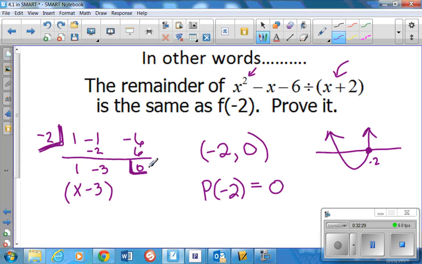It makes sense how that all fits together? So if you divide and you get a 0, turn that into an ordered pair, and when you do, then you go, oh, that's an x-intercept. Bingo. And that also means that the p of -2, if you stuck -2 into this equation for x, you'd end up with 0.